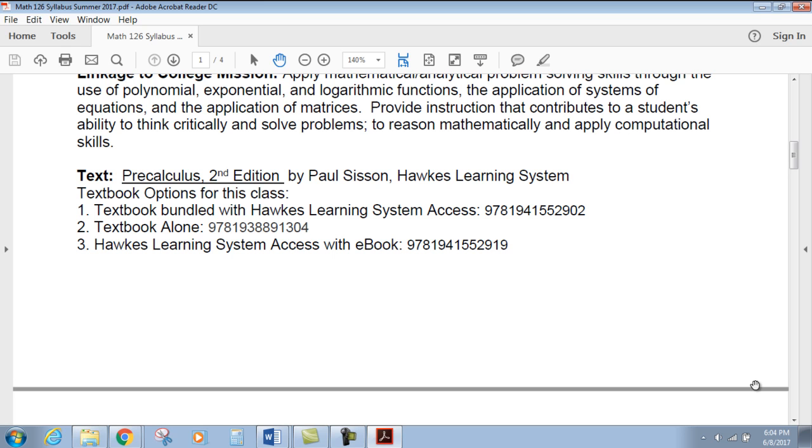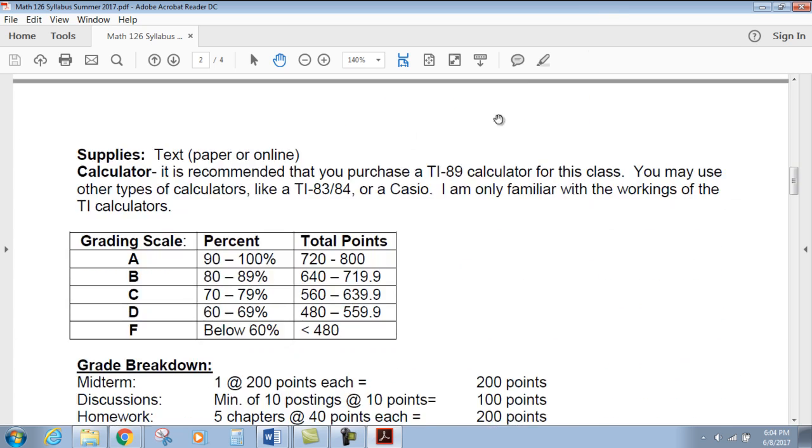For the textbook, we're going to use Pre-Calculus, second edition by Paul Sison with the Hawkes Learning System. The textbook options for the class would be the following. You can get the textbook bundled with the Hawkes Learning System Access, the textbook alone, or the Hawkes Learning System Access alone, and there's an ebook inside with that. You must have some version of the textbook, either a paper textbook or an online textbook.